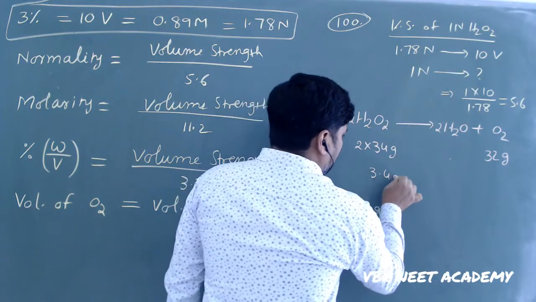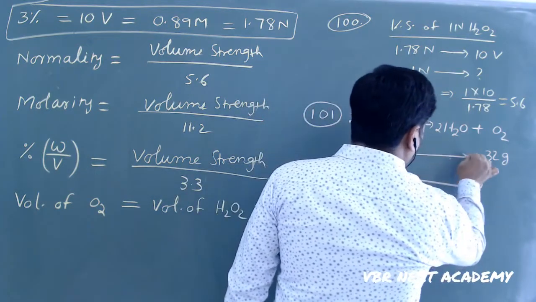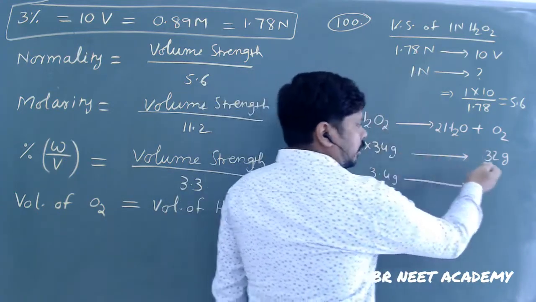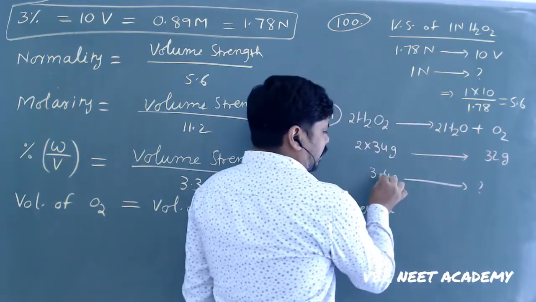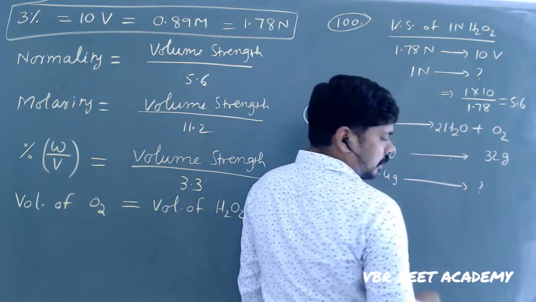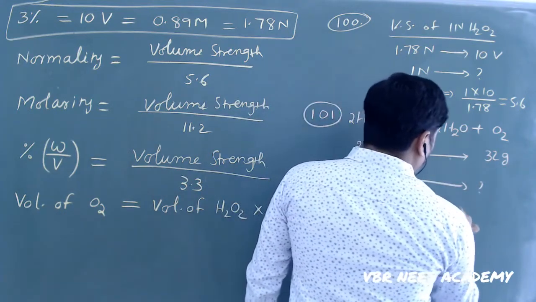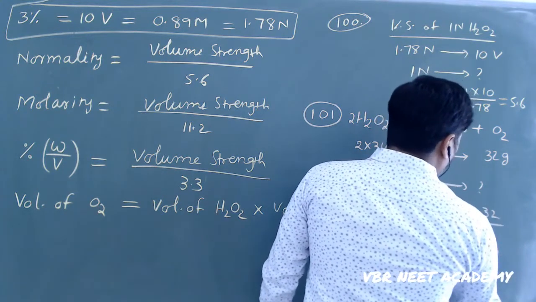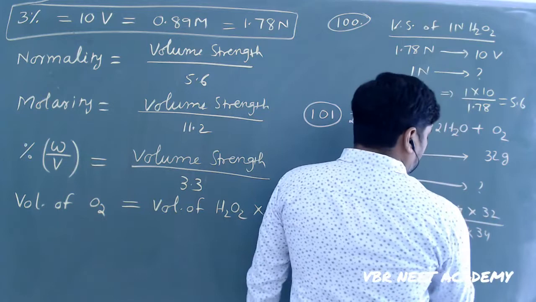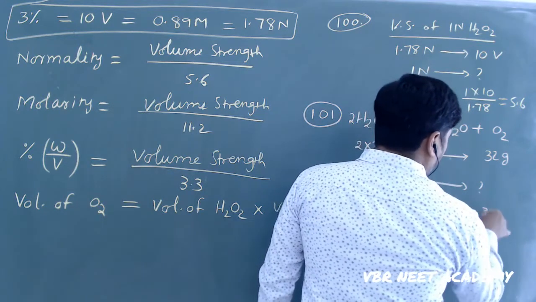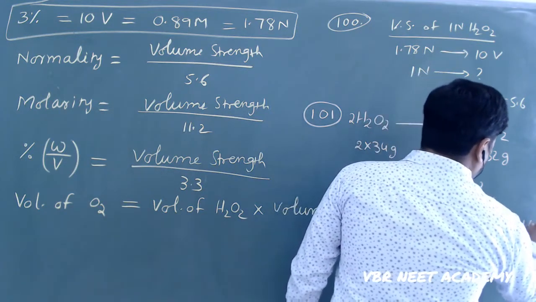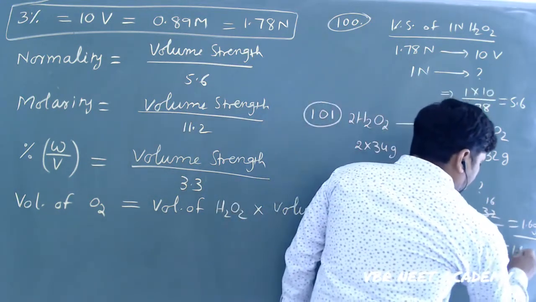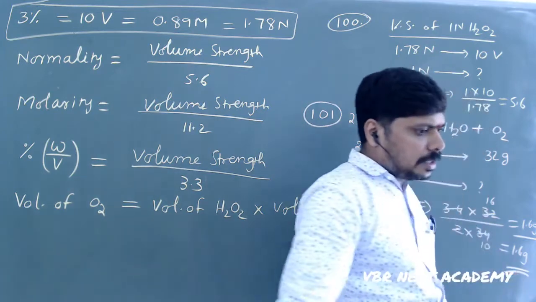3.4 grams is going to give how many grams of oxygen? 2 into 34 grams of H2O2 is going to give 32 grams of oxygen. 3.4 grams of H2O2 is going to give how much? So it is going to be equal to 3.4 into 32 by 2 into 34. So this one is 10 times, this is going to be 16, which is equal to 1.6 gram. So this will be the answer.